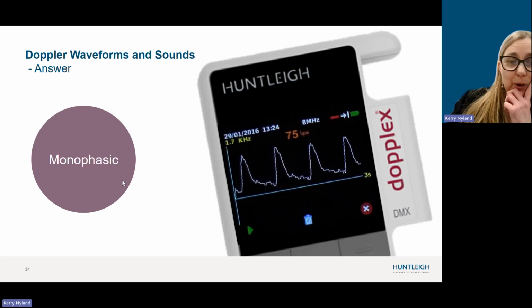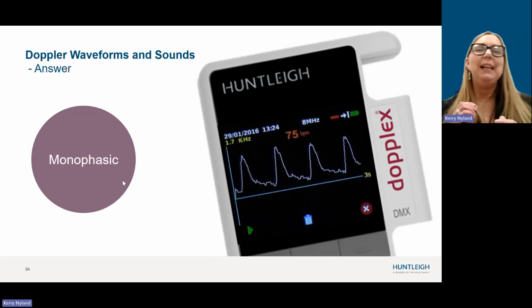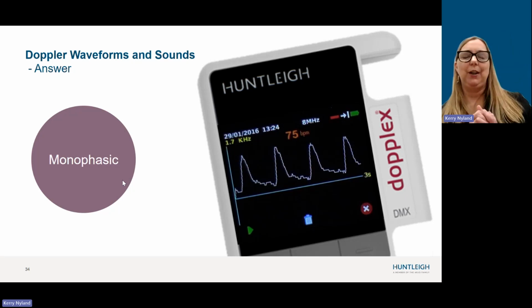So it's actually a monophasic pulse. It was a tricky one. It wasn't as clear as the previous monophasic pulse that we played, so you could almost hear two sounds there. When I first heard it, I thought it was a biphasic pulse. But if you look at the visual, you can see the loss of reverse flow. There's nothing below the baseline there, which indicates it's a monophasic pulse and a diseased artery.